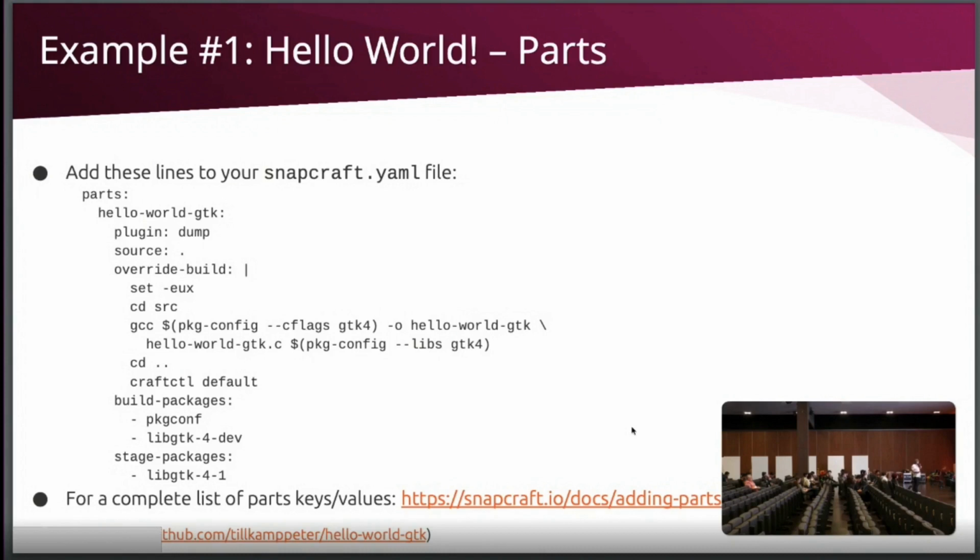And the next thing, the build packages. These are the packages which are required so that we can build our snap, or that we can build this part. And to build this part, we need pkg-config. This is the script which is embedded in the command line to find out the command line options for GCC to compile code with GTK4. And naturally we also need the headers of libgtk4, so we also include libgtk4-dev.